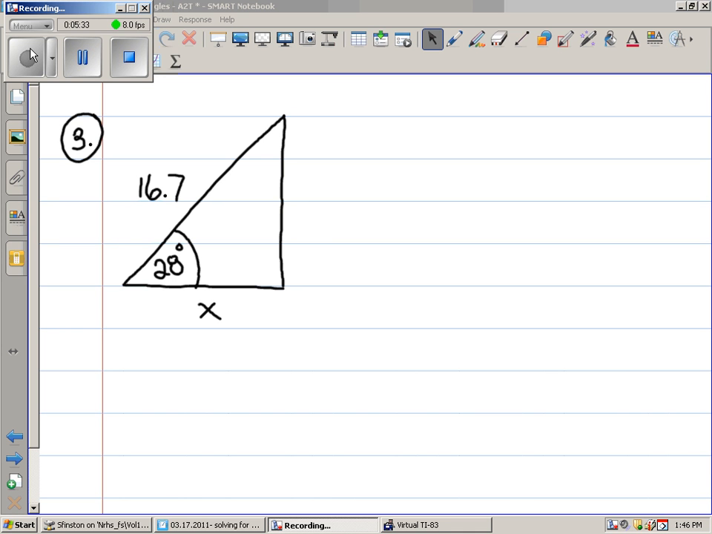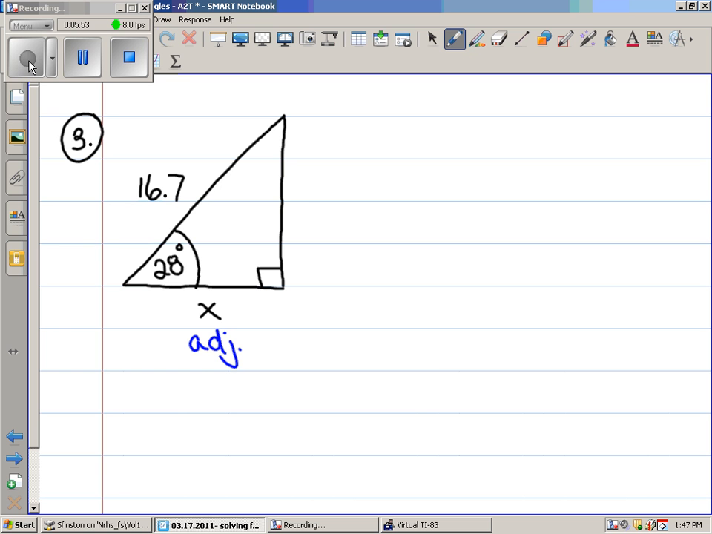Angie, you brought up a good point. My bad, I forgot to put the right angle in there. All right, let's do this. The first thing we got to do to solve the problem is label up the sides. Alicia, x is adjacent.